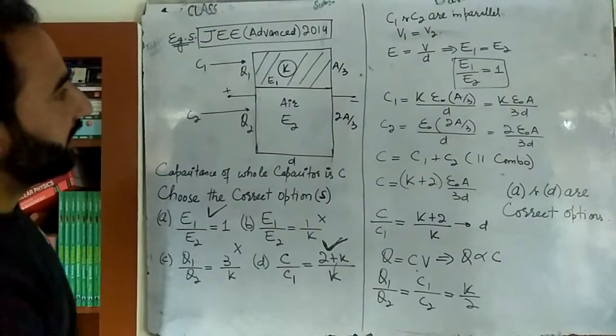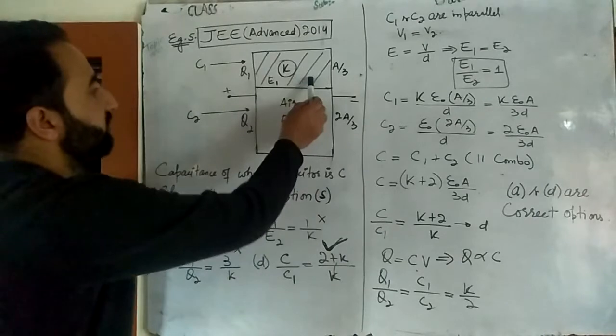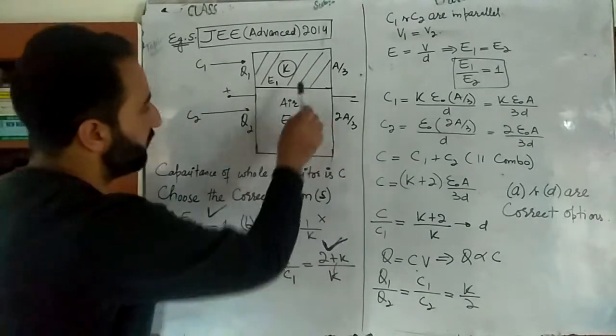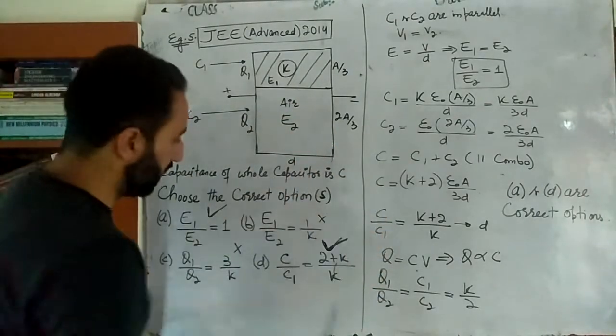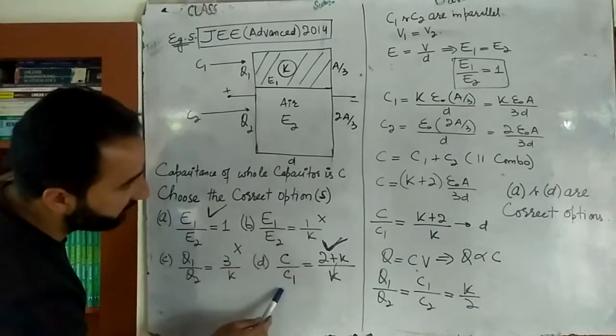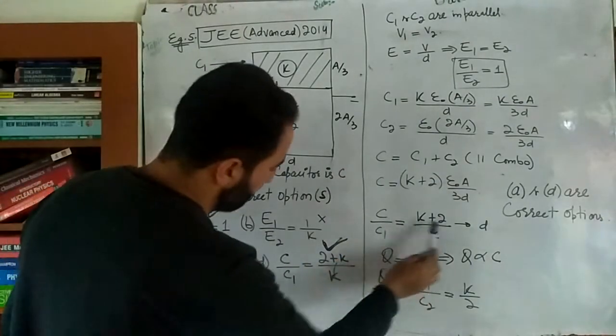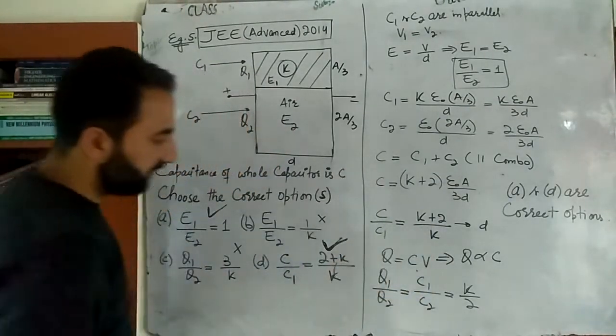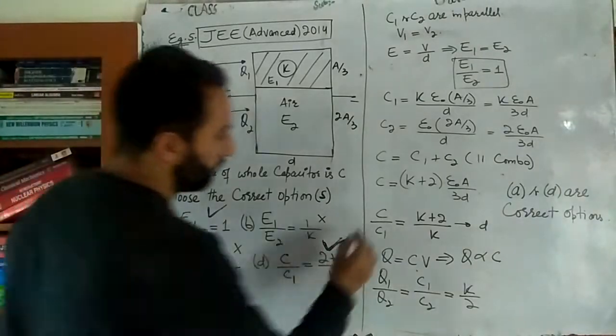Then let's concentrate on the capacitance. We'll calculate C1, we'll calculate C2, then C will be equal to C1 plus C2. Then I am trying to find C by C1. When I find C by C1, it comes out to be 2 plus K divided by K. So that means this option is correct. So this is option number D.